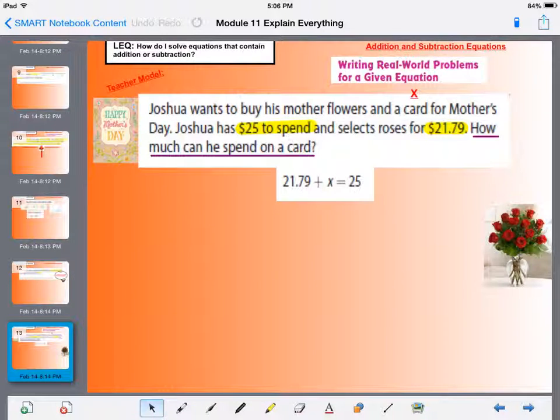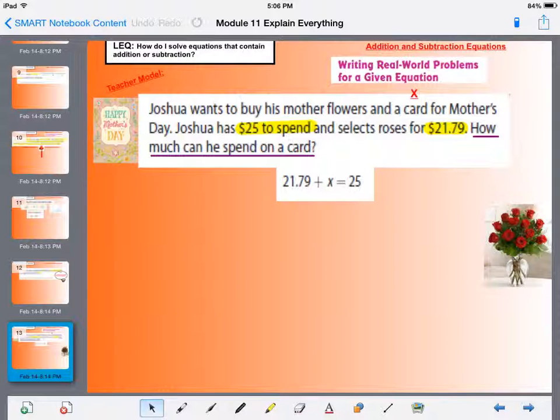In this slide, we're going to practice writing real-world problems for a given equation. Joshua wants to buy his mother flowers and a card for Mother's Day. Joshua has $25 to spend and selects roses for $21.79. How much can he spend on a card? So the flowers are $21.79. The card, we don't know how much he can spend on a card. That's our variable. That's our X.